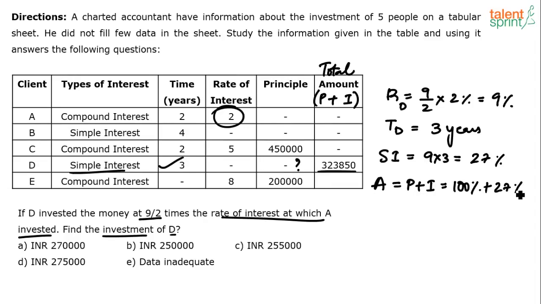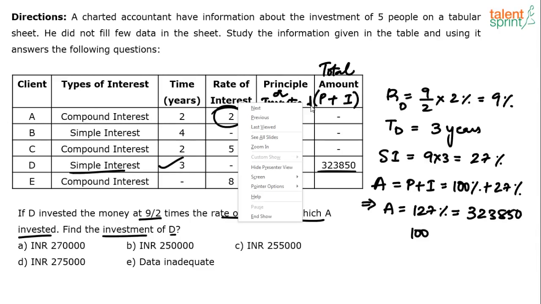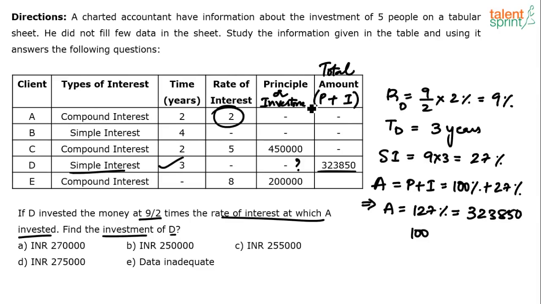See, all these are simple calculations. You need not put pen on paper. So I can say that the total amount is equal to 127%, which is equal to 3,23,850. He's asking us to find 100%. He's asking us to calculate the investment. Investment is nothing but the principal. Principal or investment are the same. Whatever you invest will become your principal amount. So the investment of D is the principal amount, which is 100%. So this is the calculation we need to do. If 127% is 323,850, 100% is equal to what?